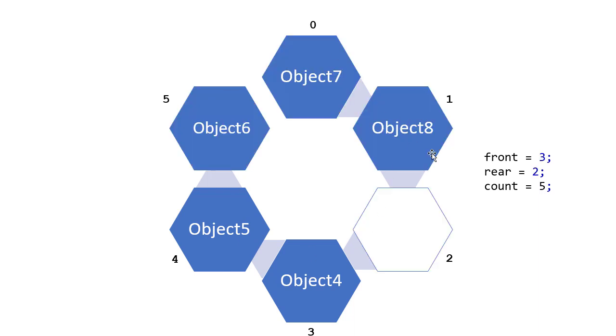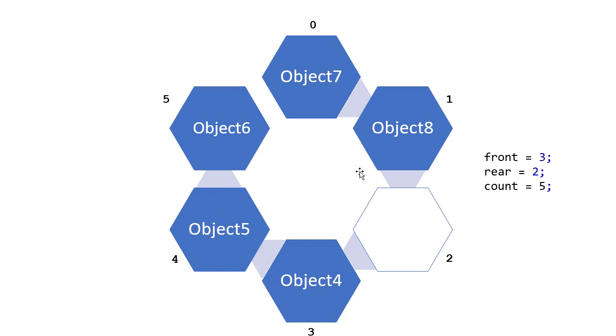So here's a case where the front of the queue is now here. The rear is actually at 2 now, even though the front is at 3, because that's where we would add the next element. And we have 5 total elements in the queue. So now the question is, how do we actually implement something that looks like this?